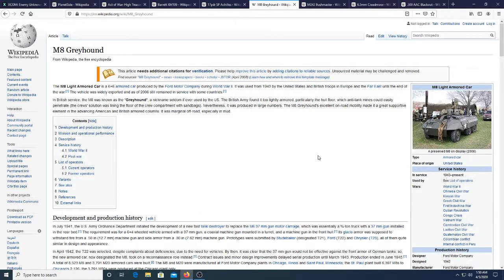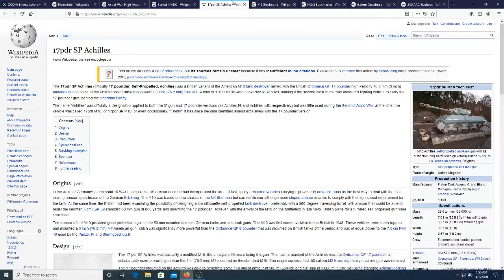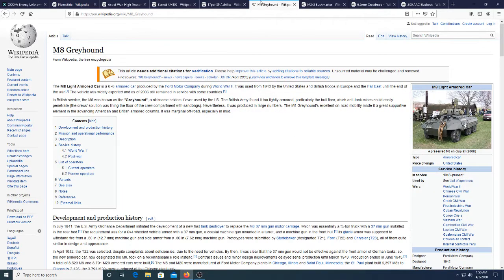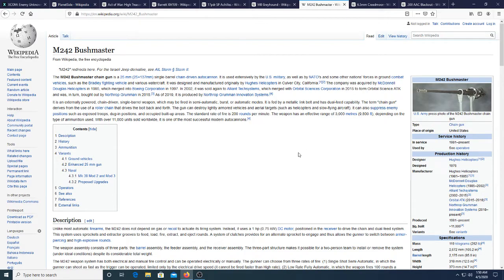Another close example would be the M8 Greyhound. This would be another good way of doing it. Now, the 17-pounder or 37mm cannon might not be the best choice for that scenario. It might be better to use an autocannon like the M242 Bushmaster or things like that.